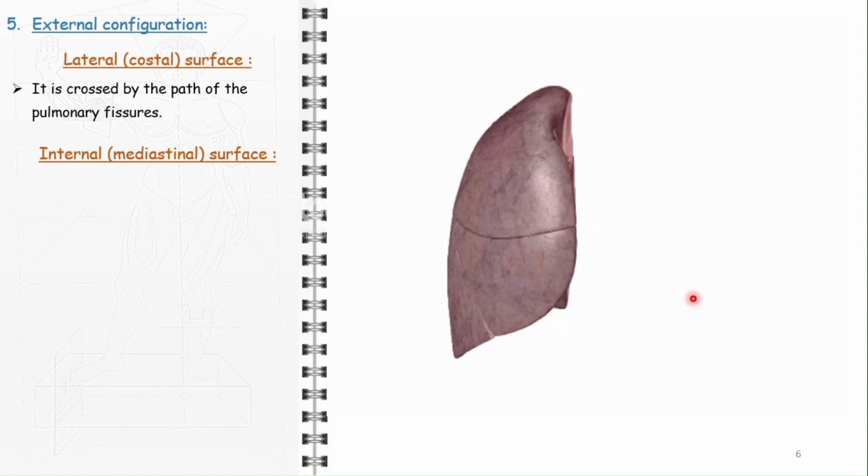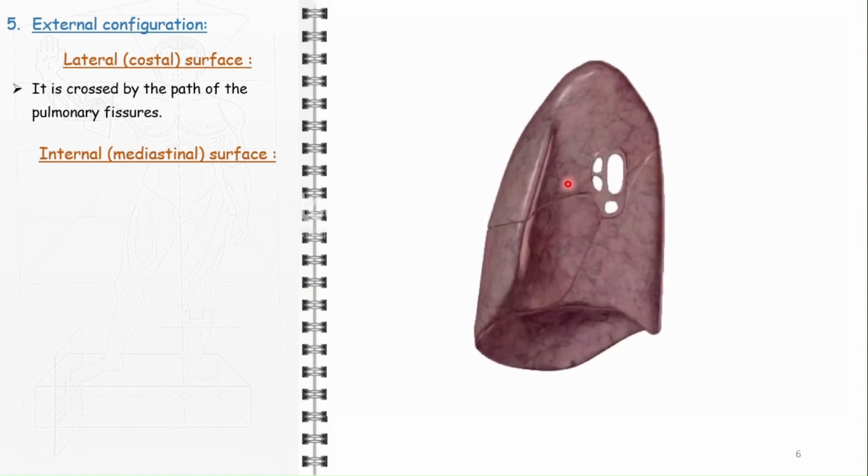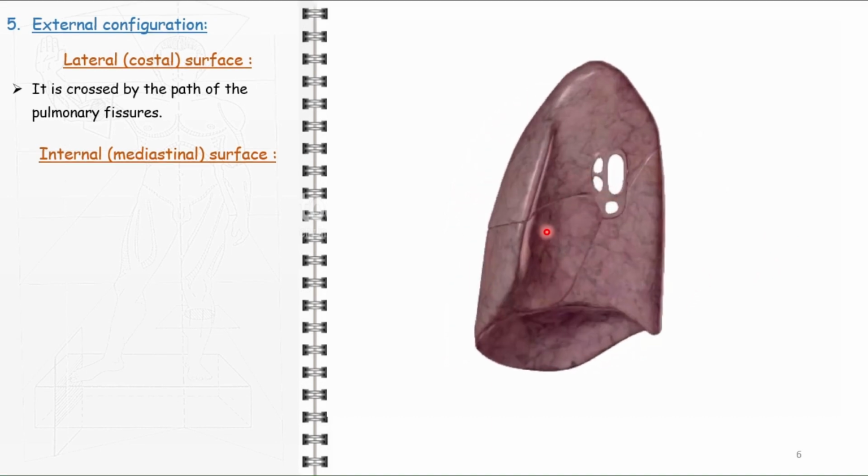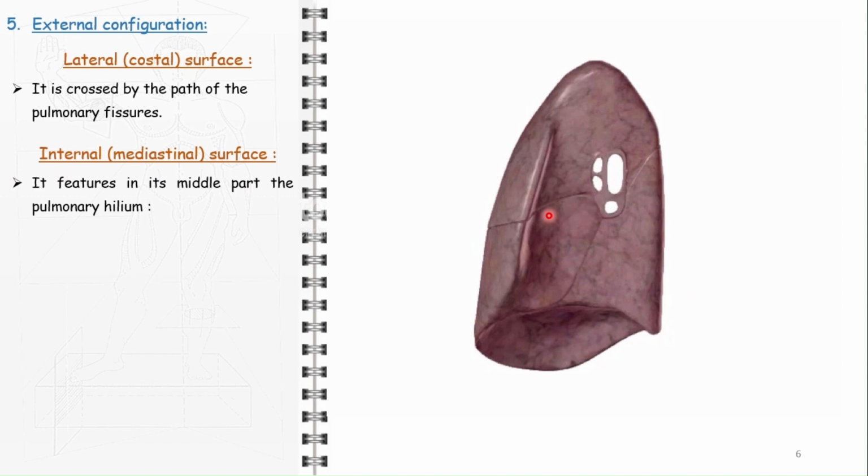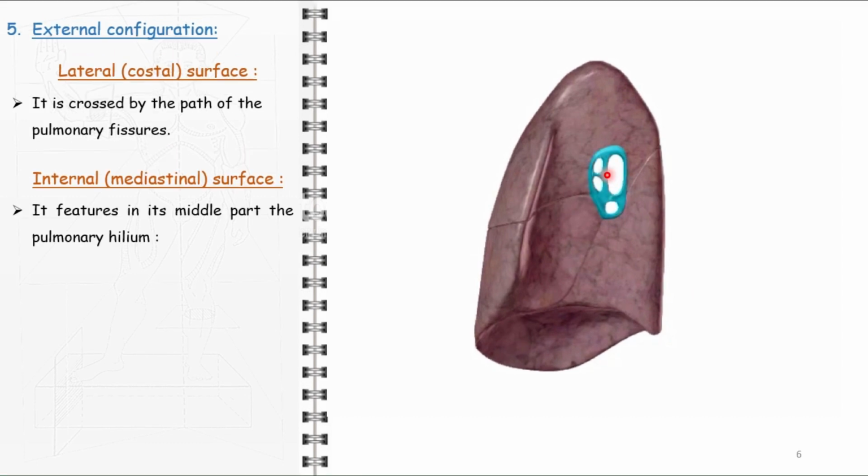It is crossed by the path of the pulmonary fissures. The internal or mediastinal surface is flat in the vertical plane and concave in the antero-posterior direction. In its middle portion, it features the pulmonary hilum, which is a depression where the various components of the pulmonary pedicles expand. It extends inferiorly with the triangular ligament.